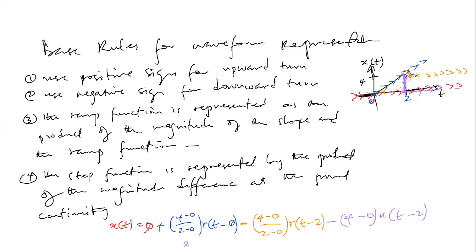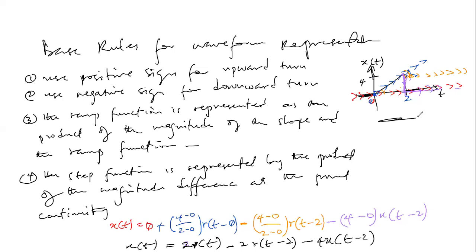Let's change the color to black so it becomes more visible. 2 r of t minus 2 r of t minus 2 minus 4 u of t minus 2. So this is the waveform representation of this plot, okay?